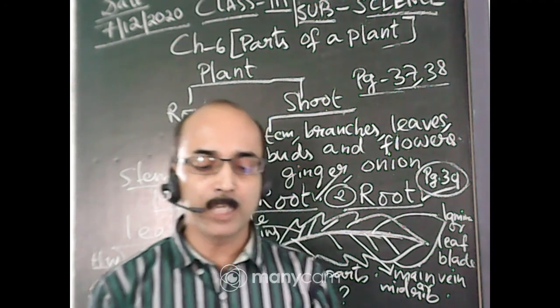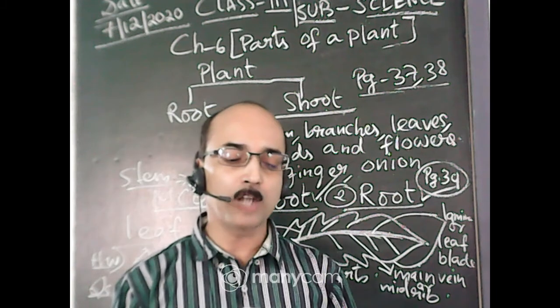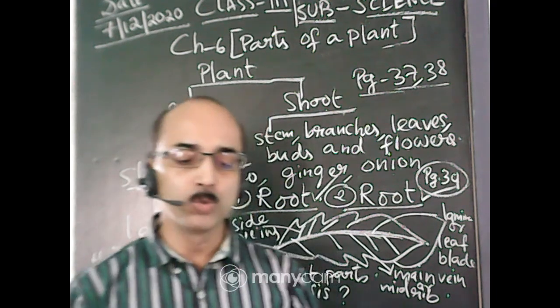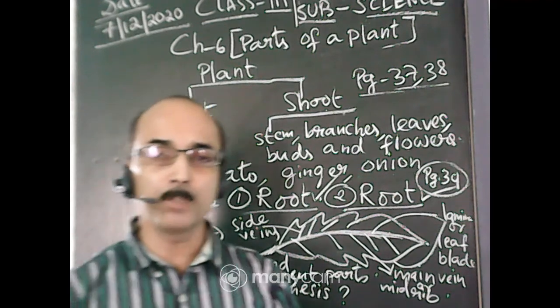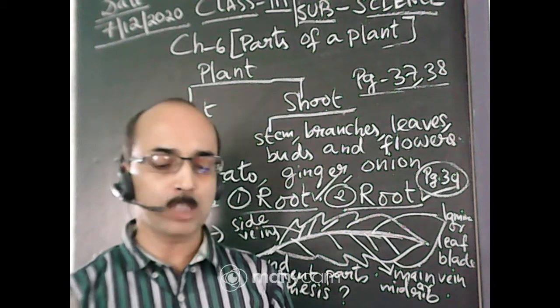Okay, leaves help the plant breathe through stomata. Leaves give out extra water from the plant through stomata. You remember this one, they give out the extra water from the stomata.